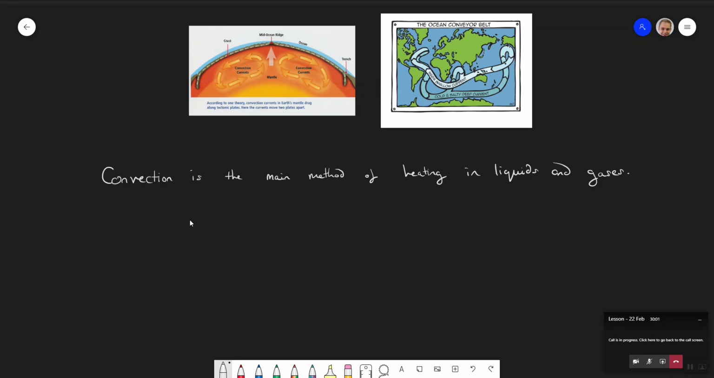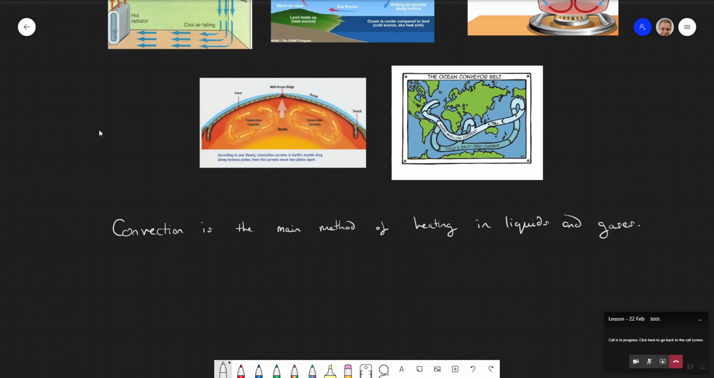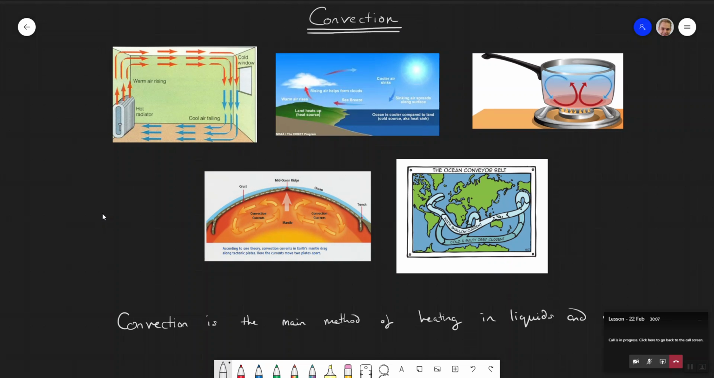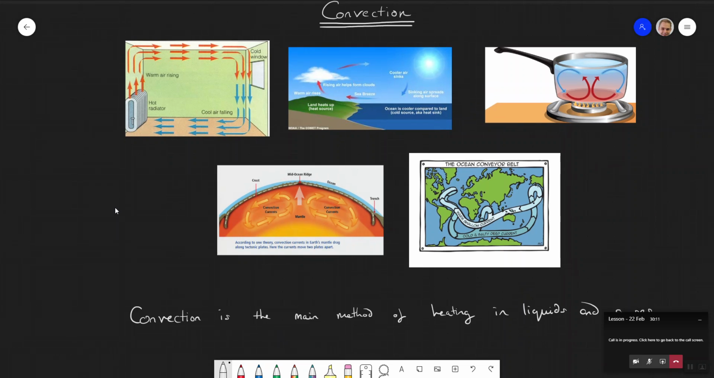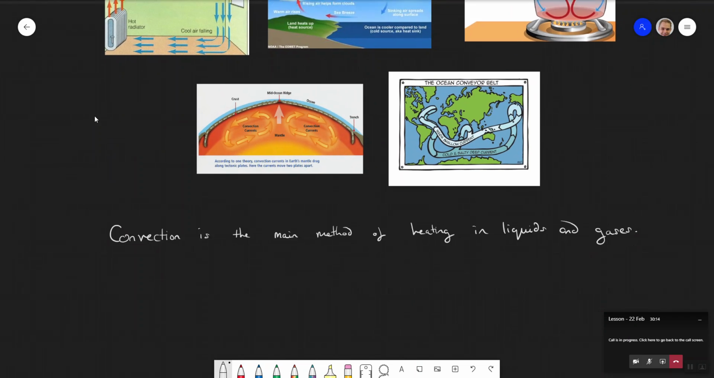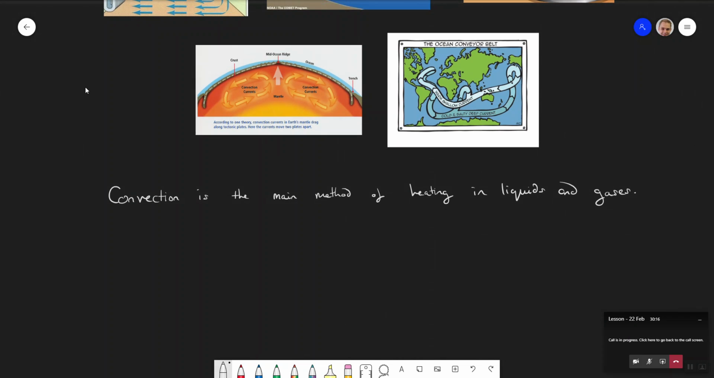Okay, and our idea of conduction, why doesn't conduction happen in these things? Well, conduction happens in solids, where the particles have to vibrate and bounce into the next particle. But in liquids and gases, they can just freely move over each other. So conduction isn't able to happen through this, so we end up with convection.